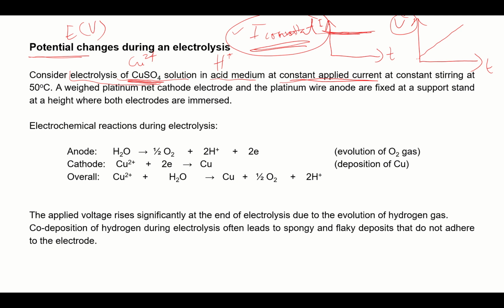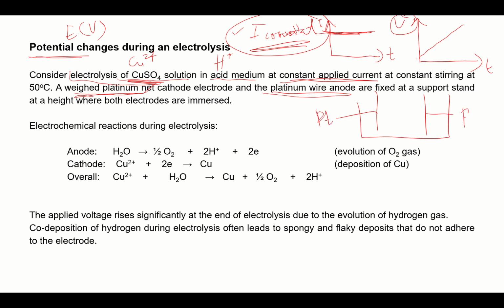A weighed platinum cathode. You must weigh this platinum before doing this electrolysis. Then the anode is also a platinum wire. The cathode is platinum, and the anode is also platinum. So this is platinum.